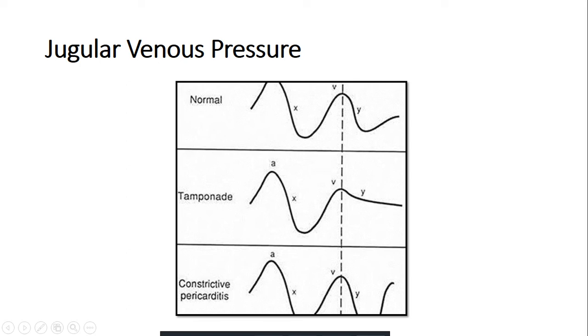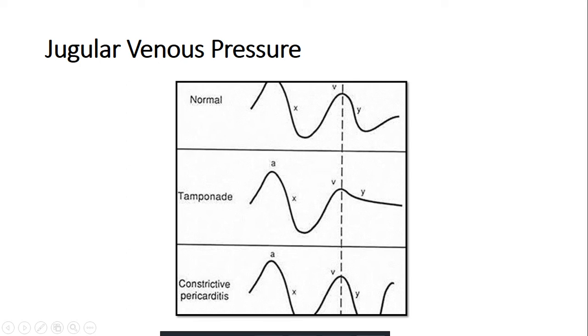Okay, how about constrictive pericarditis? Constrictive pericarditis is clinically resembling the restrictive cardiomyopathy. Restrictive cardiomyopathy: you have both a deep, steep X descent and deep Y descent.